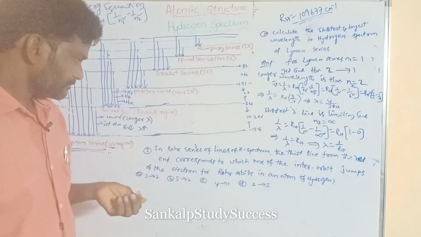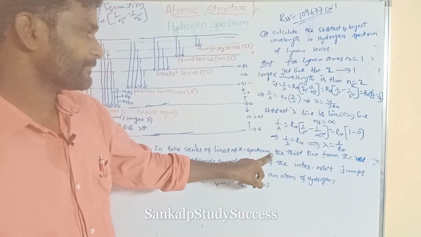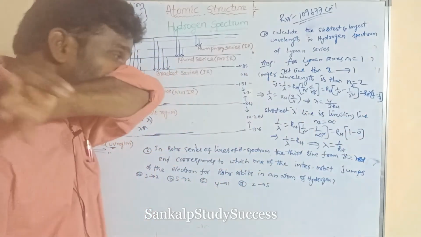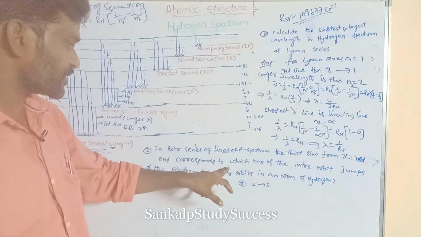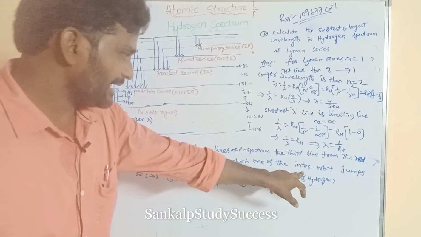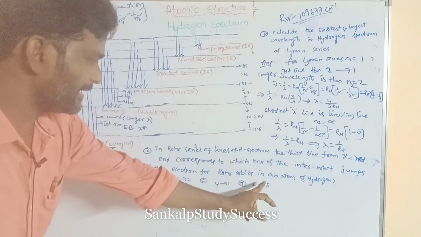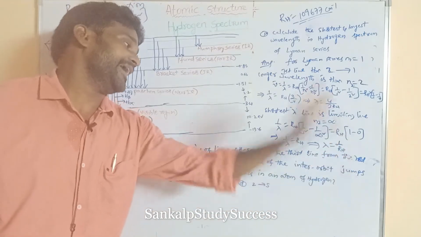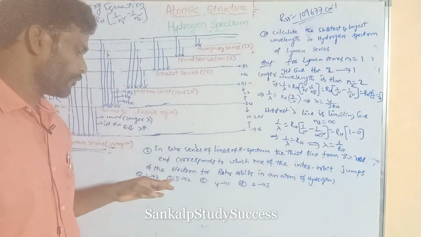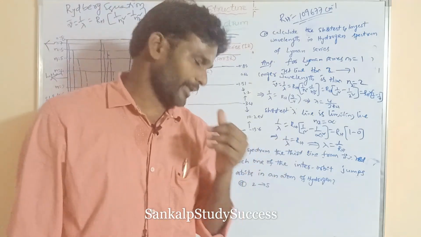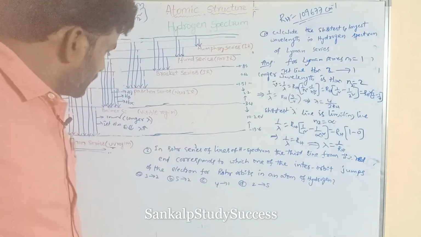In Bohr series of lines of hydrogen spectrum, the third line from the red end corresponds to which one of the interorbit jumps of the electron for Bohr orbits in an atom of hydrogen? The answers are also given: 3 to 2, 5 to 2, 4 to 1, 2 to 5. So which is the right answer?